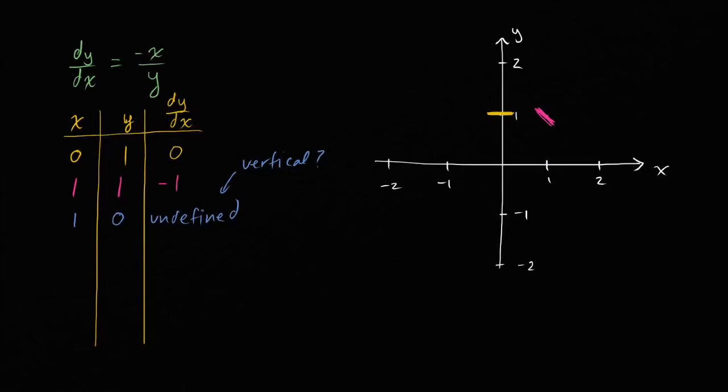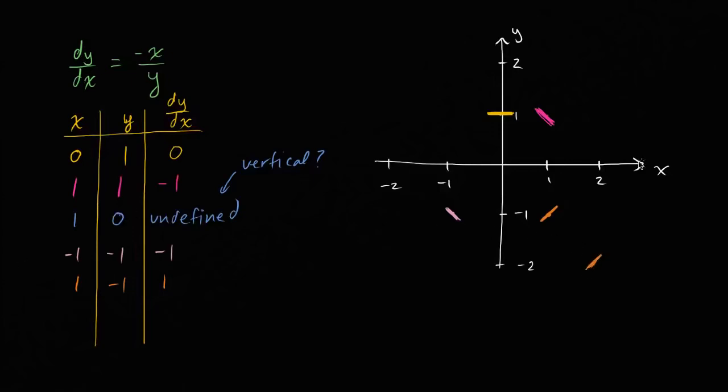Let's try the point (-1, -1). So now we have -(-1) over -1. Well, you would have a slope of -1 here. So at (-1, -1), you would have a slope of -1. What about if you had (1, -1)? Well, now it's -1 over -1. Your slope is now 1. So at (1, -1), if a solution goes through this, its slope would look like that. And we could keep going. We could even do (2, -2). That's going to have a slope of 1 as well.